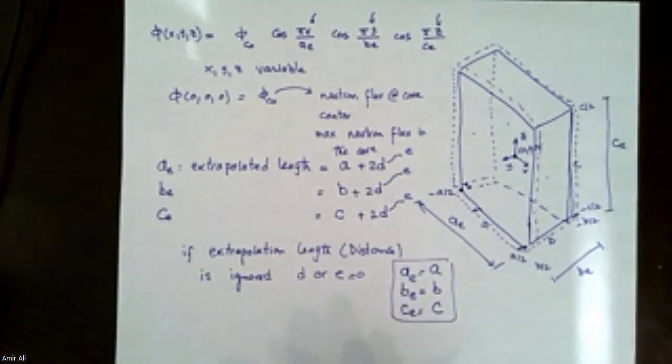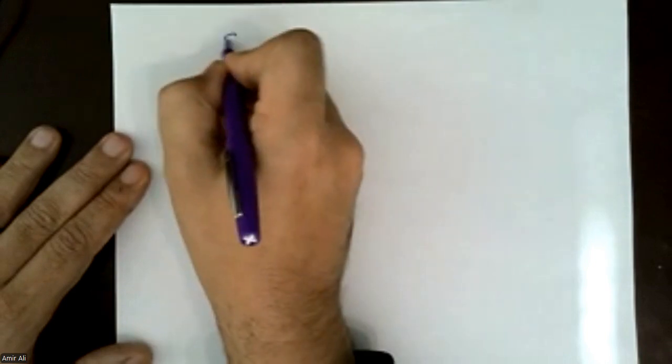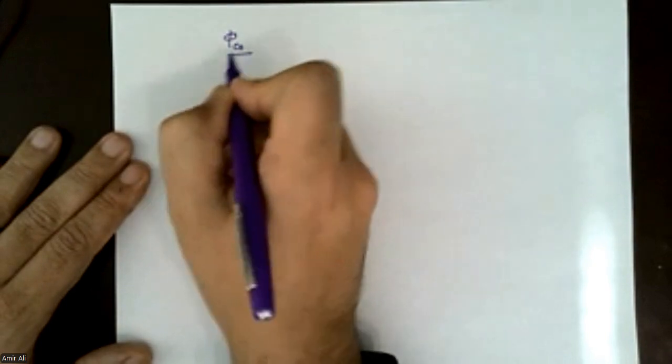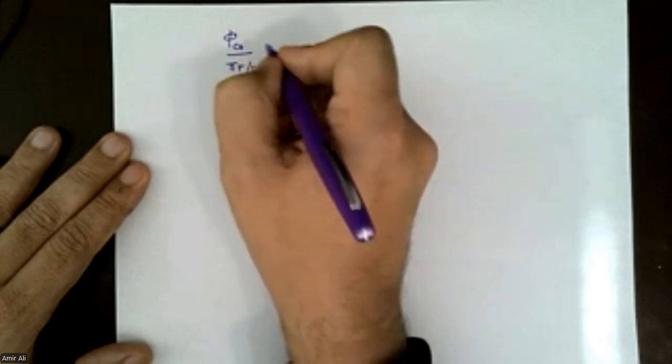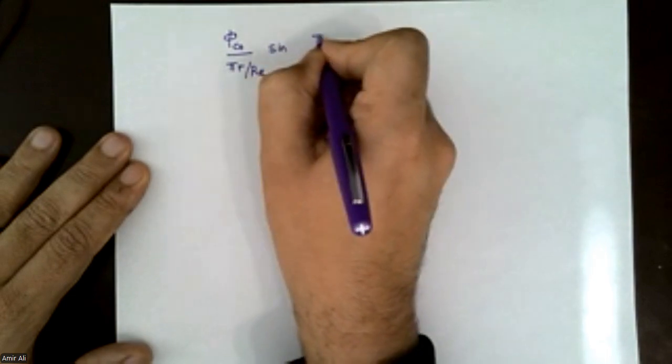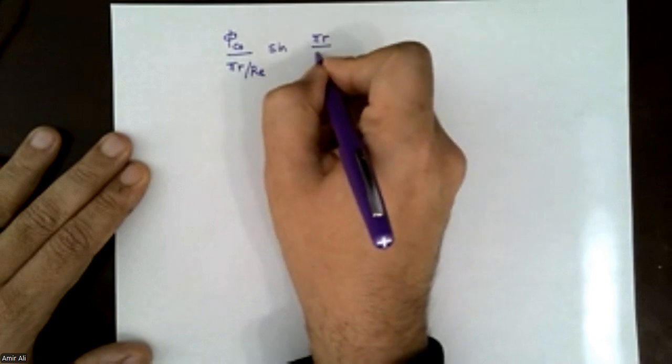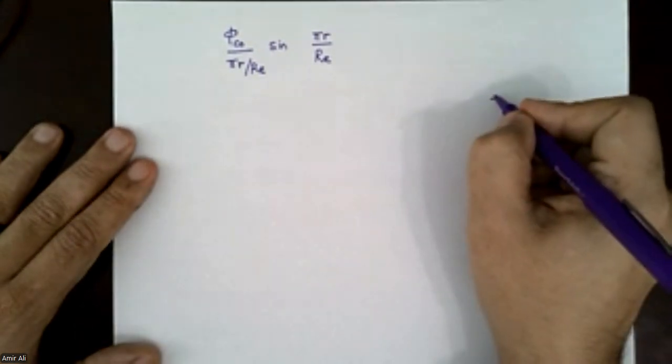So that's for the cubical reactor. Now let's jump to the cylindrical reactor shape, which is, let's do the spherical one first, because cylindrical is the one that we're going to spend most of the time dealing with. So let's do the spherical reactor. How does the equation look? It is phi c naught divided by pi R over RE times sine of pi R over R capital E. That's the equation given in the table. This is a spherical reactor.